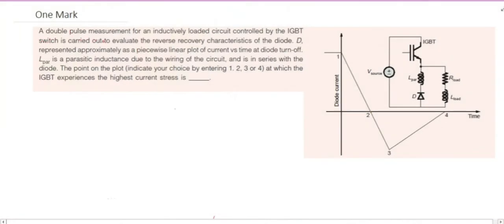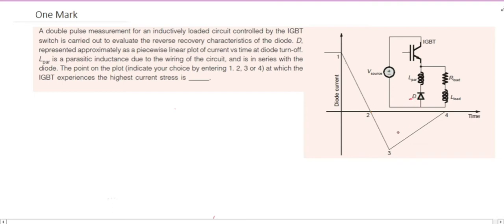A double pulse measurement for an inductively loaded circuit controlled by the IGBT switch is carried out to evaluate the reverse recovery characteristics of the diode D. Simply, it is an inductively loaded circuit which is controlled using what? This IGBT switch, and the whole circuit is carried out to evaluate what? The reverse recovery characteristics of this diode.